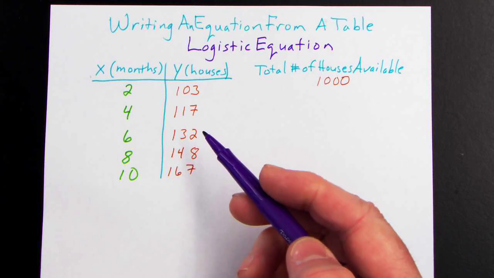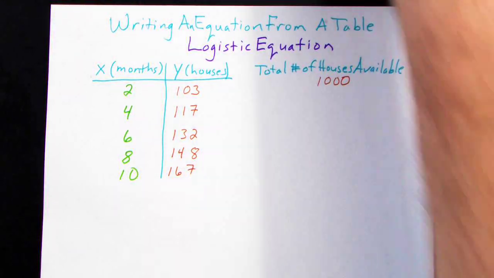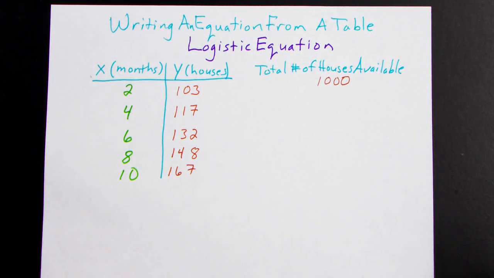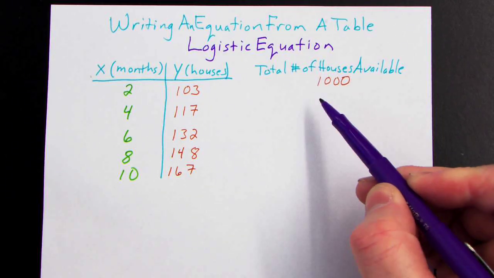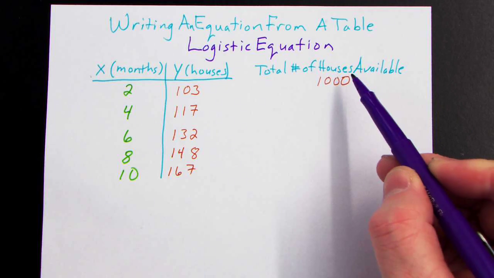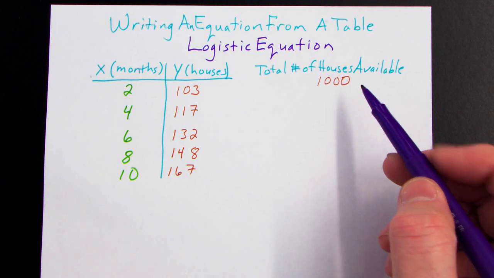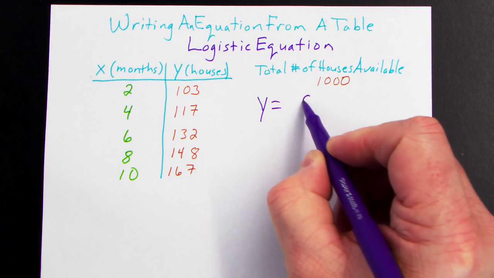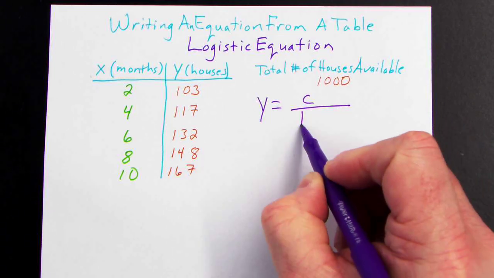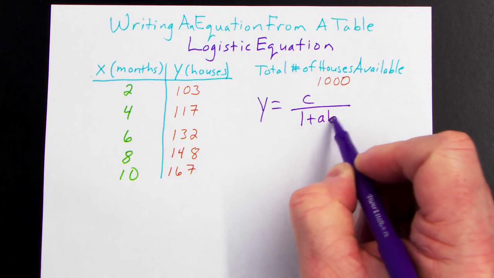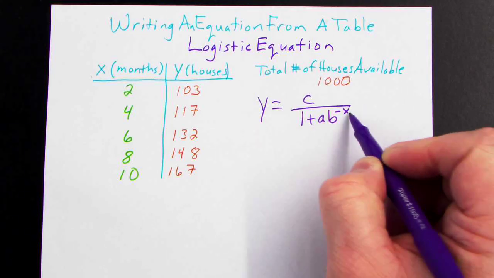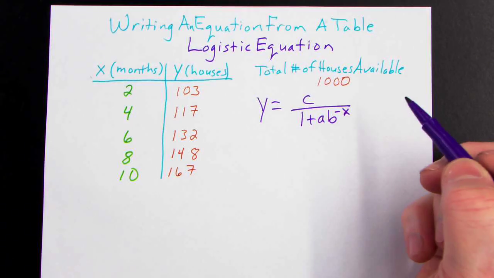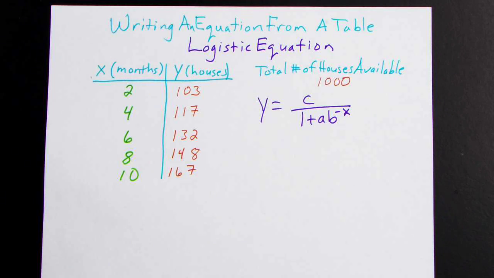We have a table of the sales based on the number of months that have passed and how many homes have actually sold. In order to do this equation, we need to know what the logistic equation is. For this particular example, since we're talking about individual houses, we will be using a discrete version, which is y equals c over 1 plus ab to the negative x, where in this logistic equation, c represents that maximum value.